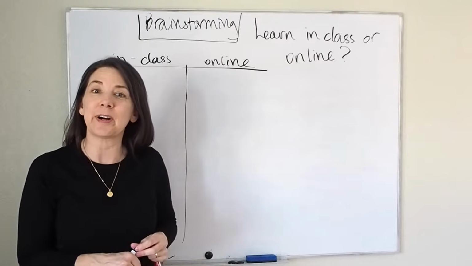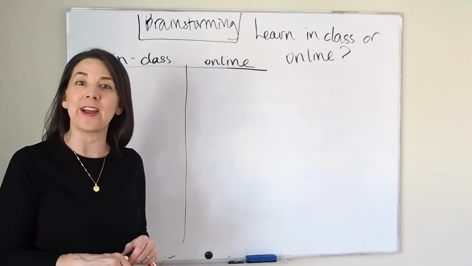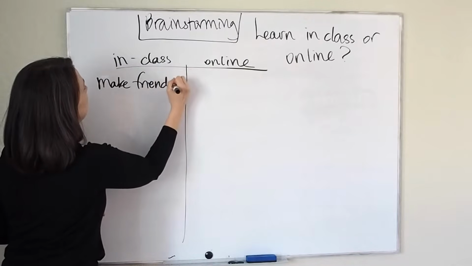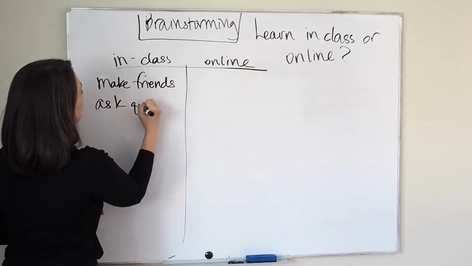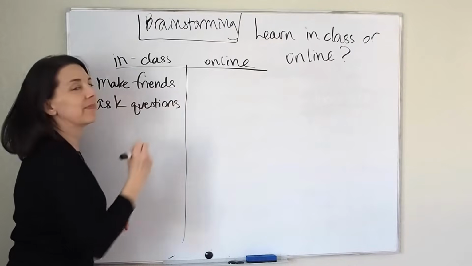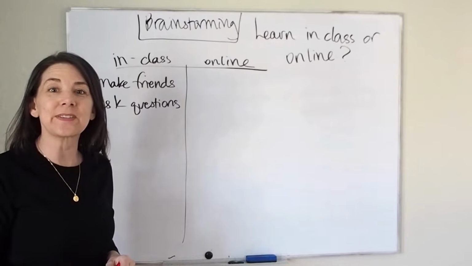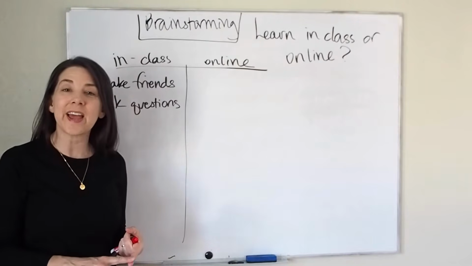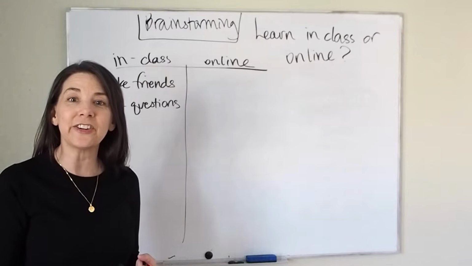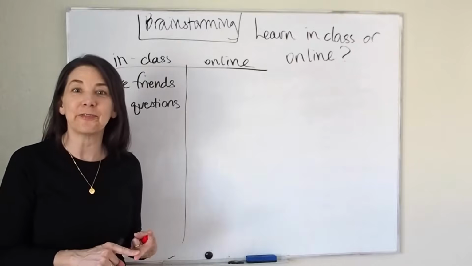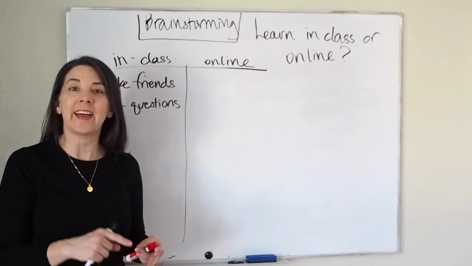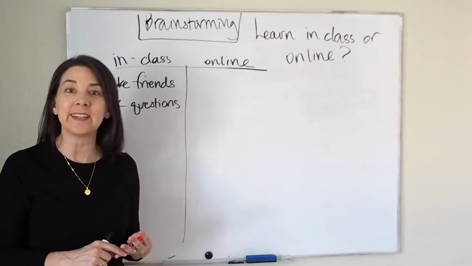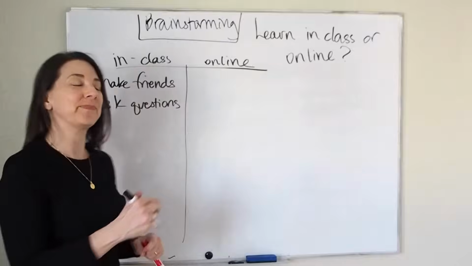And then you're going to start writing down ideas. So one thing I want to say about learning in class is that it's easier to make friends. It's also easier to ask questions. What else can we say about learning in class? We can say that learning in class, there are no technical issues. I don't have to worry about my internet. I can also talk about how I can see the faces of my classmates, that it's easier to work together. I can see my professor face to face. So let me write some of those things down.